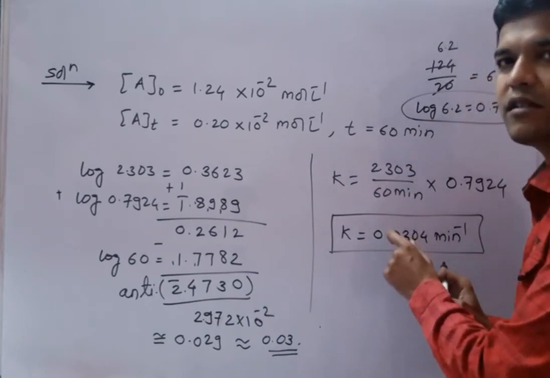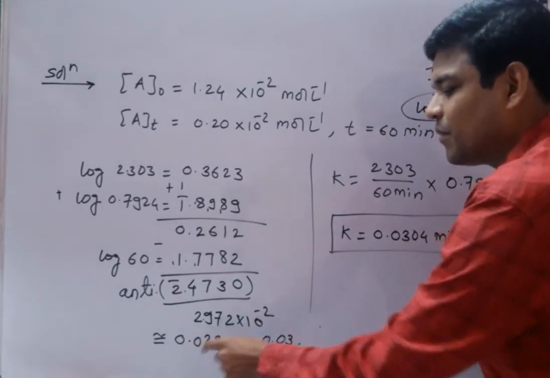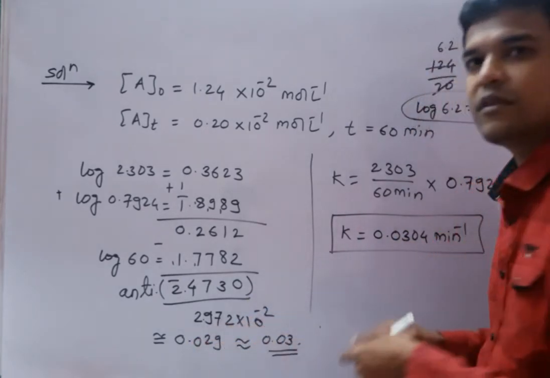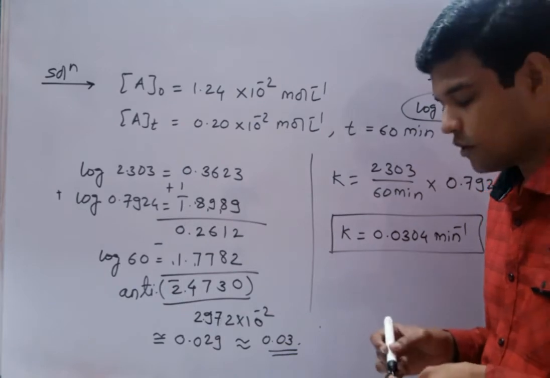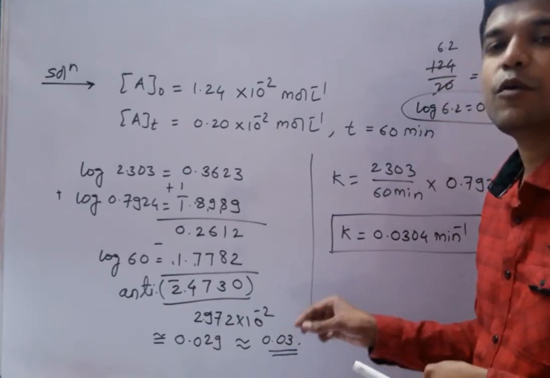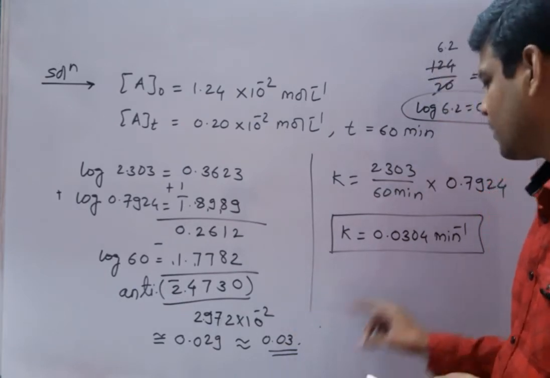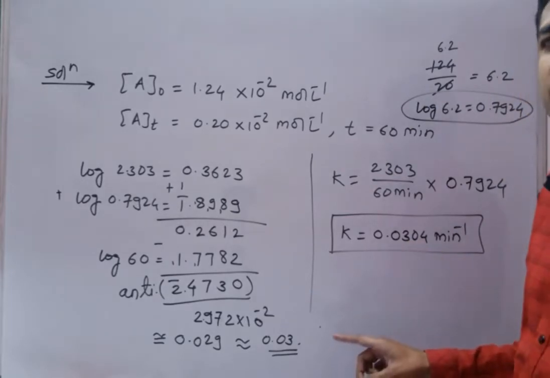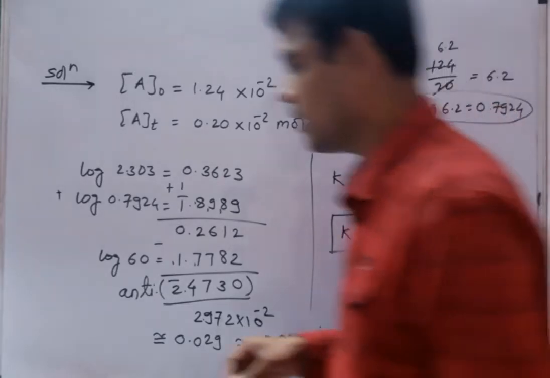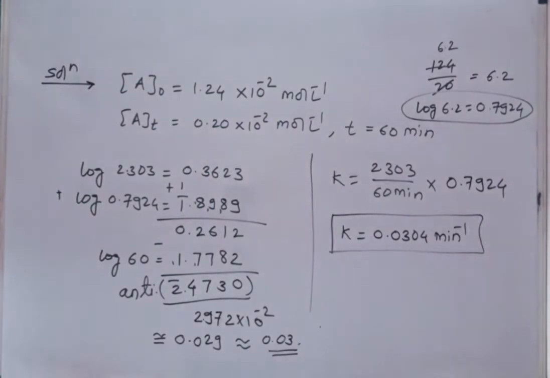0.03 is the important quantity here, that will be the final answer, and if your answer after calculation is 0.029, that is also a correct answer, okay. So the answer is near about 0.03, okay, per minute. So write down this calculation. After that we will take the next numerical.